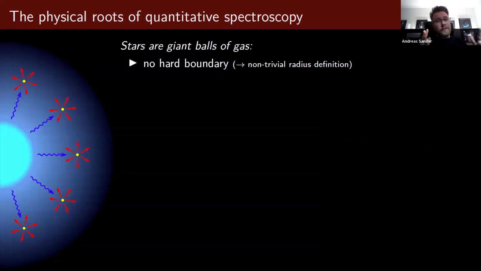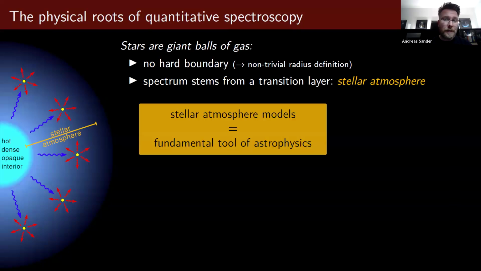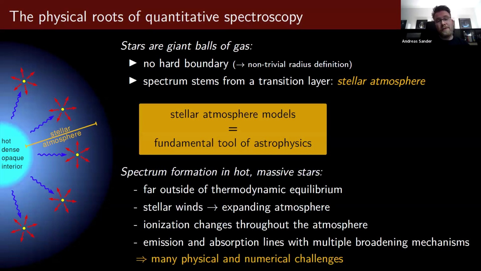Now, the physical roots of quantitative spectroscopy are, of course, going back to our assumptions about stars. Stars are giant balls of gas, which means they don't really have a hard boundary. So we define their radius typically via an optical depth, or a Rosseland optical depth. And the spectrum that we see stems from this transition layer that we call the stellar atmosphere, which modeling is really a fundamental tool of astrophysics. For hot stars, this is particularly challenging because the spectrum formation is far outside of thermodynamic equilibrium, and the stellar winds are also altering the spectrum and need to be modeled.